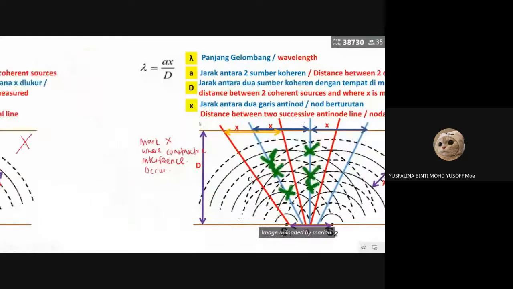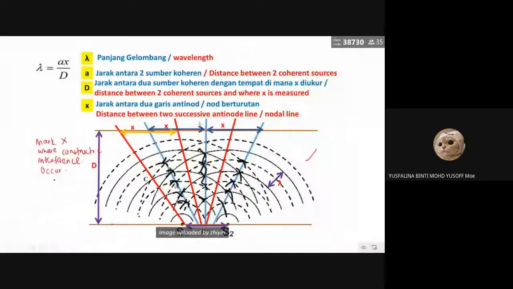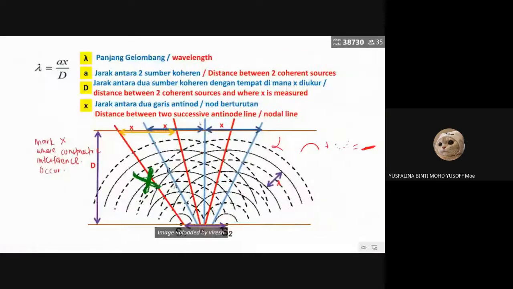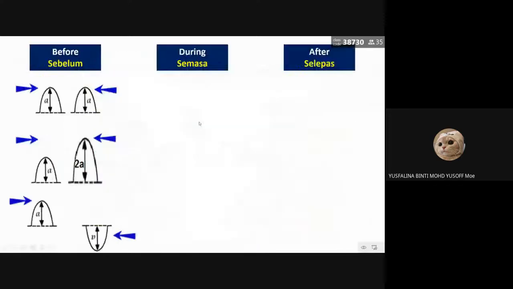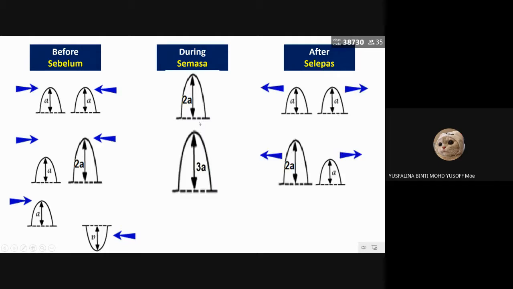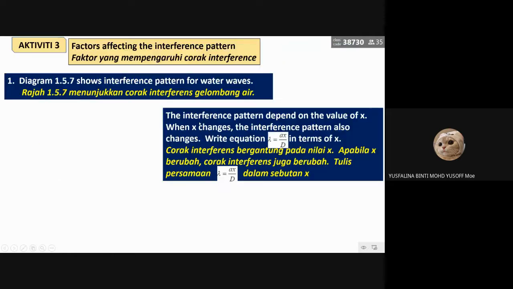So this is actually to show you the constructive interference. This one is a superposition. All right, so the next thing we have to see is the factors affecting the interference pattern.